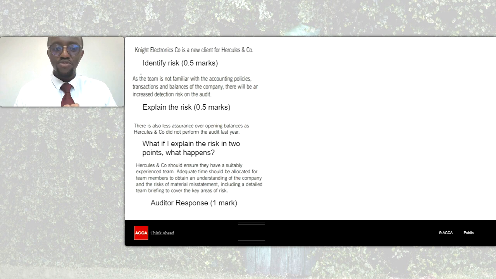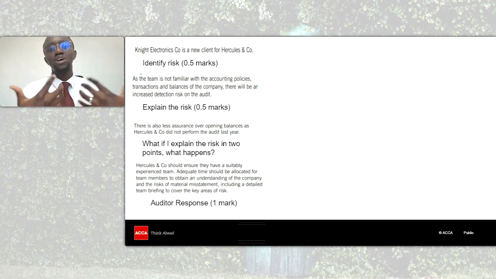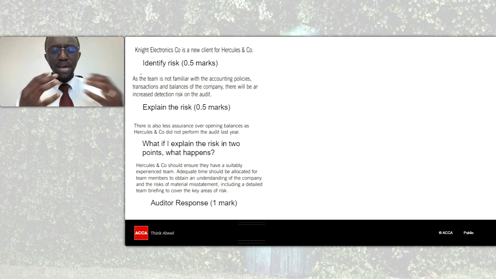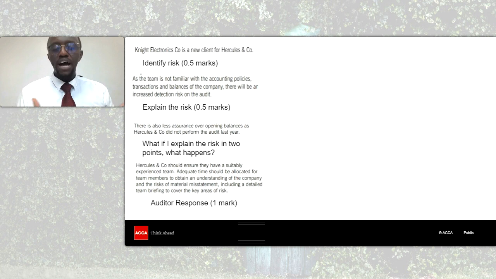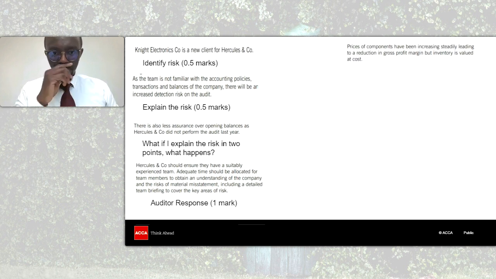And I appreciate here with the detection risk, what should I do as an auditor now that this client is new? Well, spend more time understanding them, right? Allocate more time for the team members to understand the company because it's new to you. And at the same time, probably have a debriefing amongst your team to identify any key risk areas. Fantastic. Now you're talking. This is another risk.